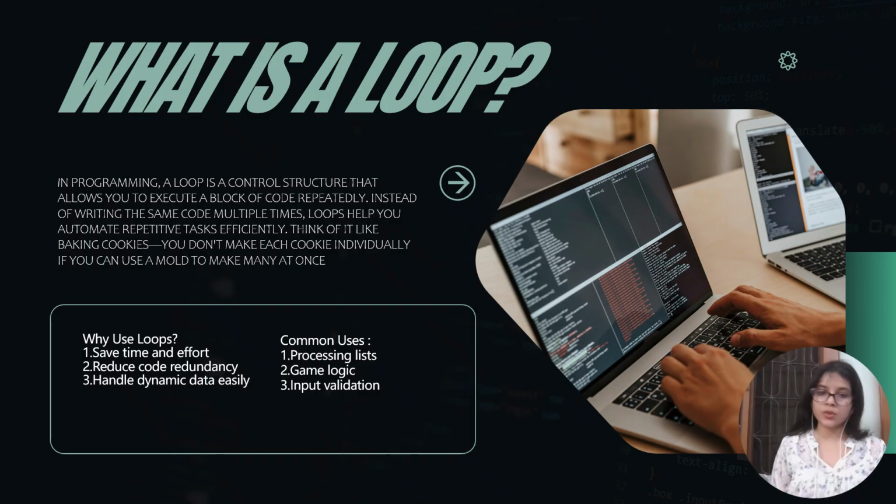Before diving into while loop, let's understand what a loop is. A loop is a control structure that lets us run the same block of code multiple times automatically. Think of it like a cookie mold. One mold, many cookies. Loops save time and reduce repetition in our code.